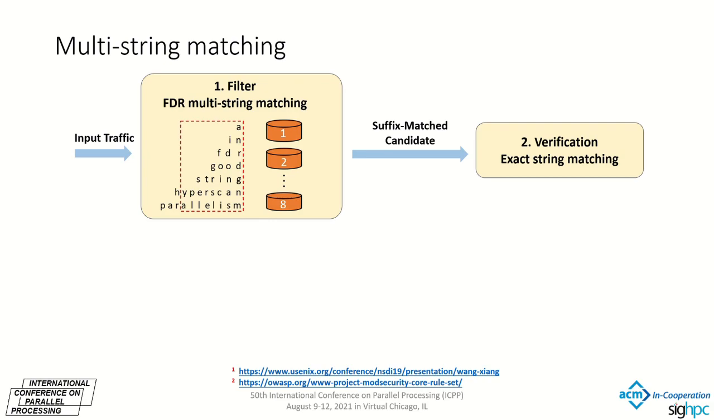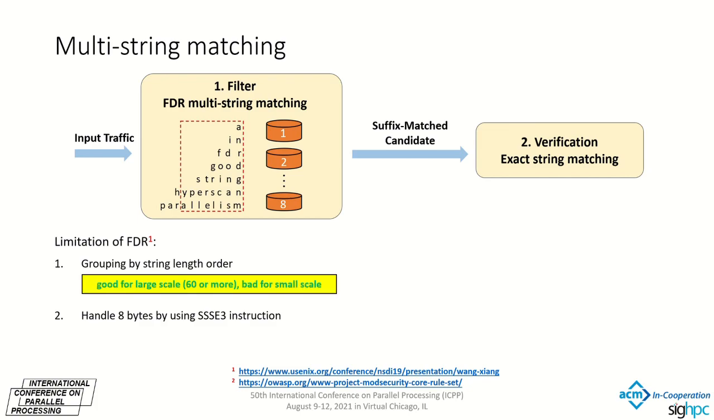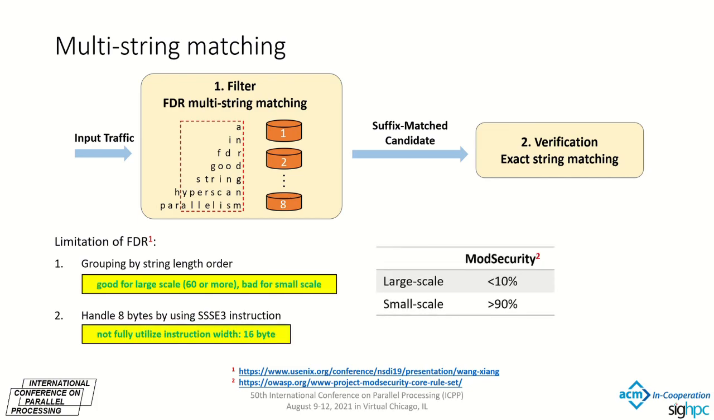The grouping strategy of FDR is to sort the strings into different buckets according to the order of dictionary names and match them by suffix to find the candidates. FDR also has some limitations. It's good for large scale, but not for small scale because of grouping by string names. However, we find that large-scale string sets are not common in actual scenes. For example, 90% of model security is small scale. What's worse, FDR can only handle 8 bytes per instruction, and therefore we need a faster filter, Teddy.